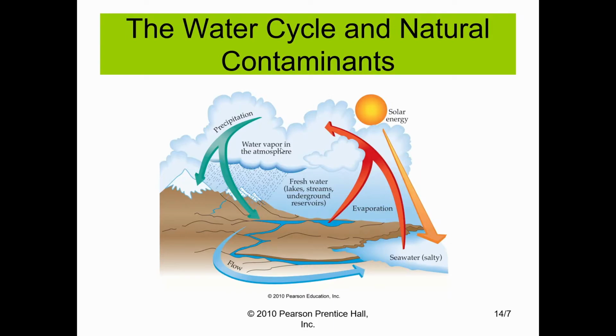When the water hits a high enough concentration in the atmosphere, it can condense back into a liquid and precipitate as rain. The rain enters the mountains, the lakes, the streams, underground reservoirs, where it can evaporate back into the atmosphere or flow back into the sea. During this part of the process, the water can pick up contaminants from fertilizers as well as contaminants that are found in the soils, lakes, and rivers.